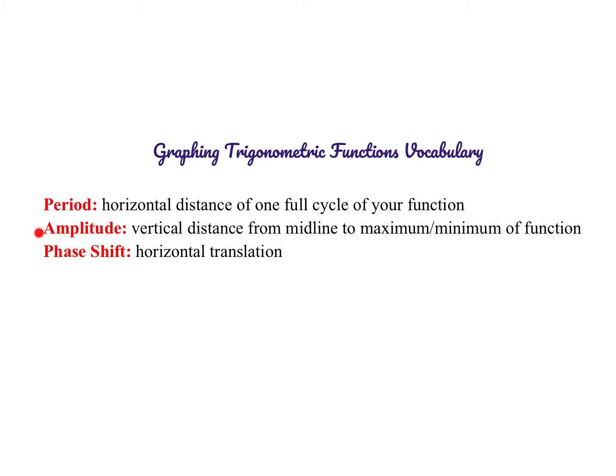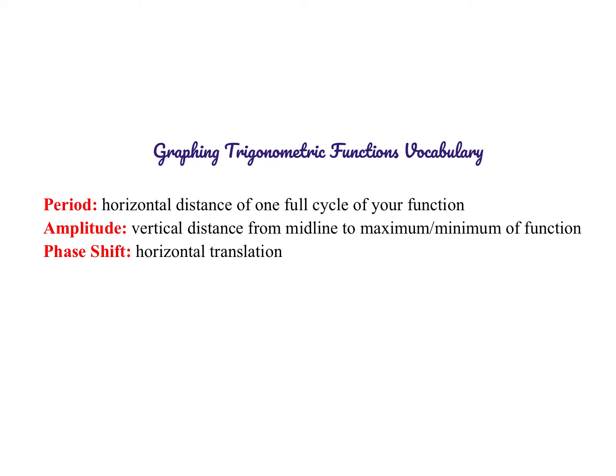The next word we're going to be using today is amplitude. By definition, amplitude is the vertical distance from the midline of our graph to the maximum or minimum of the function. It's really half of the total distance because, again, it's from the midline up to the max or the midline to the minimum.